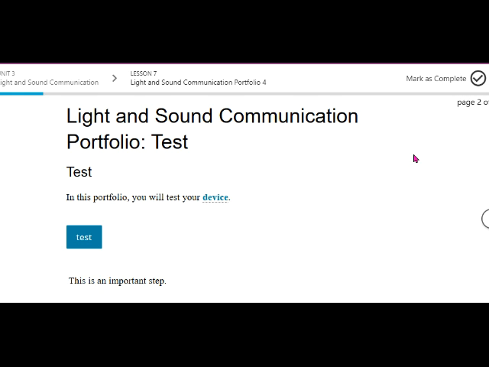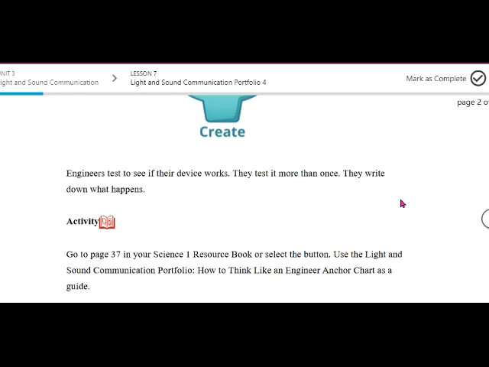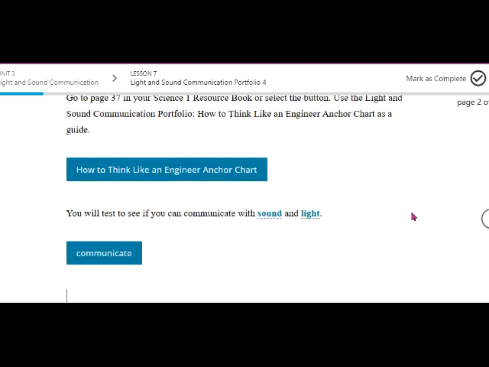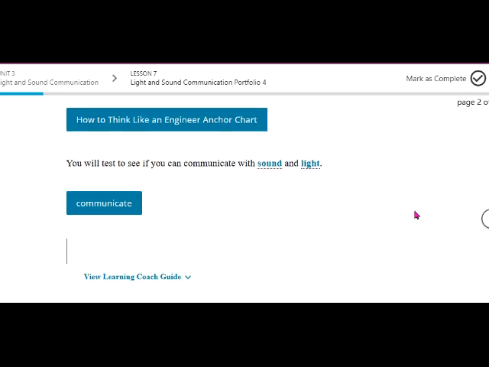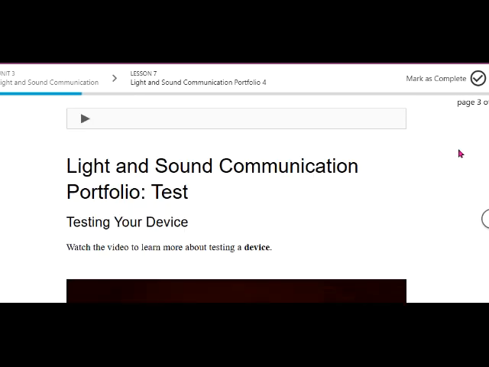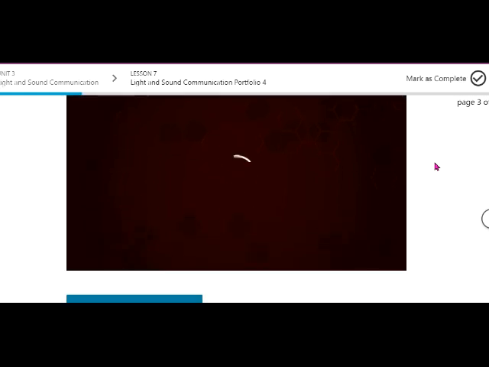Test. In this portfolio, you will test your device. This is an important step. Look, it's the second to last step. We're almost done. Engineers test to see if their device works. They test it more than once. They write down what happens. You will test to see if you can communicate with sound and light, or sound or light. You don't have to do both. Remember, both or one or the other. Testing your device. Watch the video to learn more about testing a device.